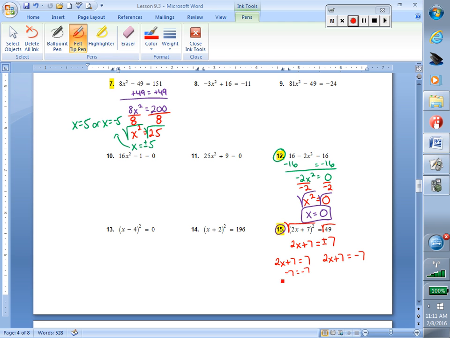The nice thing is, all the steps are the same. We're going to subtract 7, and we're going to divide by 2.